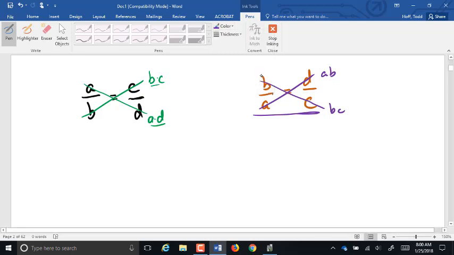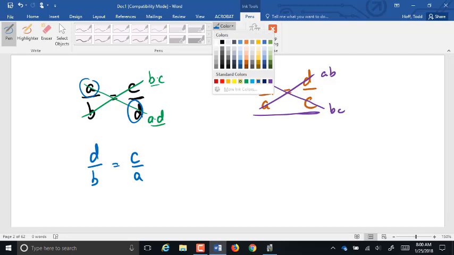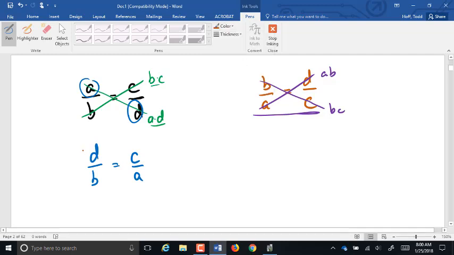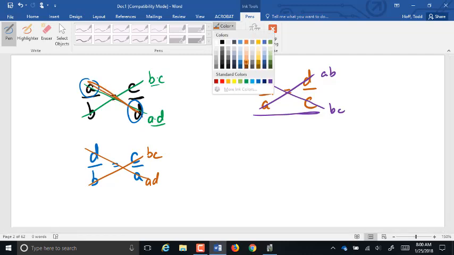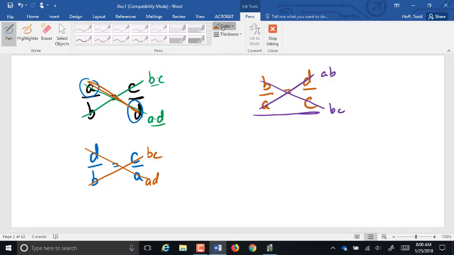Can I trade spots with those two? D over B equals C over A. Well, here I've got D times A, which is AD. B times C, which is BC. It's still AD equals BC. Because those two are just going to be multiplied in the cross multiplication, I can switch them. Which then means we can switch which other two?